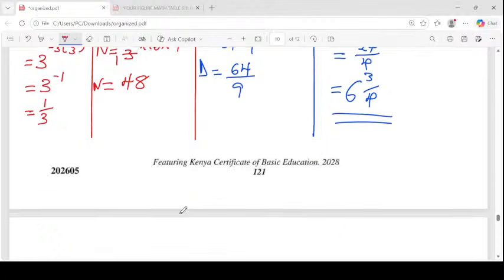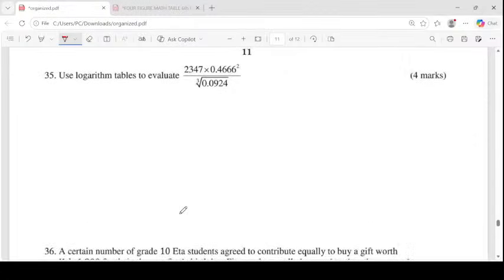Let us look at the next question. That is question number 35. Use logarithm tables to evaluate 2347 multiplied by 0.4666 squared over the cube root of 0.0924.